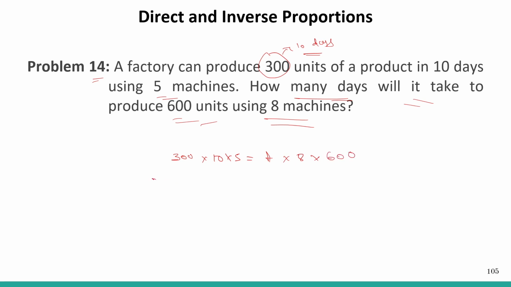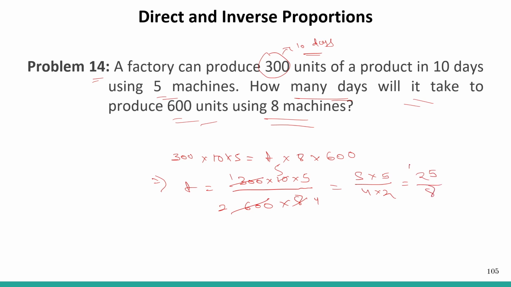So this must be a constant. So this implies that T is equal to what? 300 into 10 into 5 whole by 600 into 8, right? So 300, 600, this will be 1 by 2. Okay. So 8, and so this will be 5 and this will be 4. So 5 into 5 by 4 into 2, that is equal to what? 25 by 8. So 25 by 8 will be the final answer. So this much amount of time will be needed. So it will be just over 3 days. Okay.